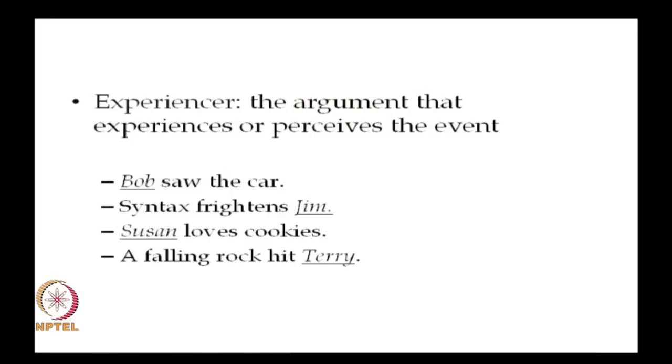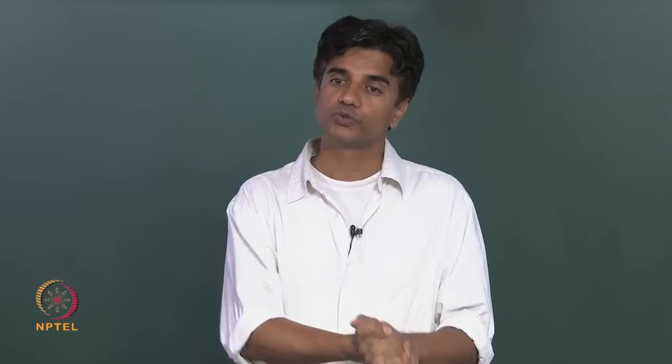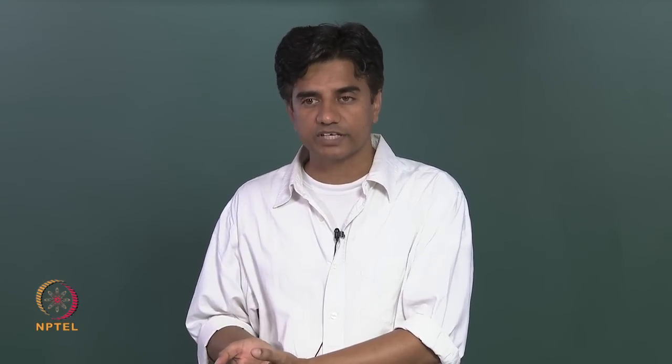Syntax frightens Jim. Now, the verb frighten is not something which assigns the agent theta role, agent thematic role, to an NP. The reason why this example is significant here is that the experiencer thematic role is not necessarily assigned to the subject alone. It can be assigned to objects as well. So in this sentence, you see Jim being the experiencer of the whole act of getting frightened.